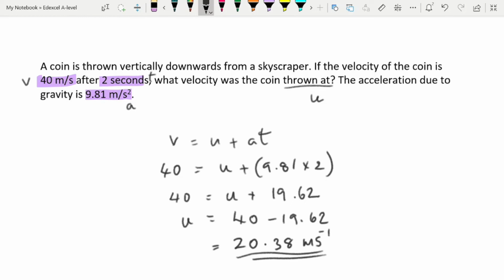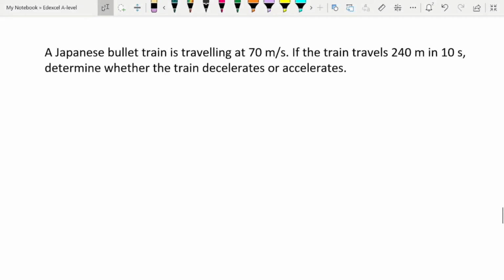It's a calculation, it isn't based on practical work. Our next one. A Japanese bullet train is traveling at 70 meters per second. If the train travels 240 meters in 10 seconds, determine whether the train decelerates or accelerates. Okay, we know it's S, we know it's U, and we know it's T, and we're looking for A. We will be able to tell from the sign of A whether it is increasing or decreasing. So if it's accelerating, we'll get a positive, and if it's decelerating, we'll get a negative.